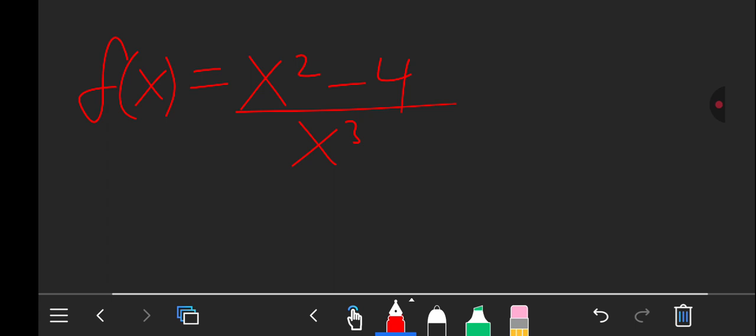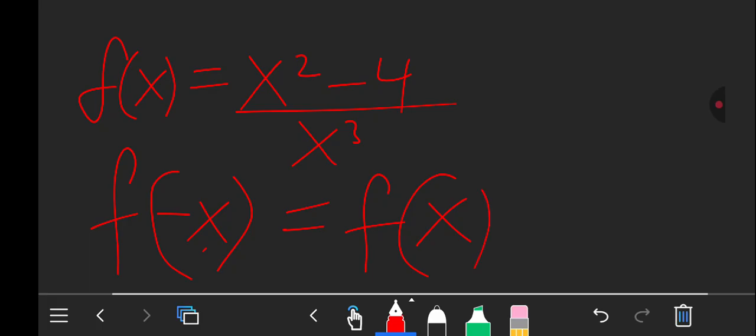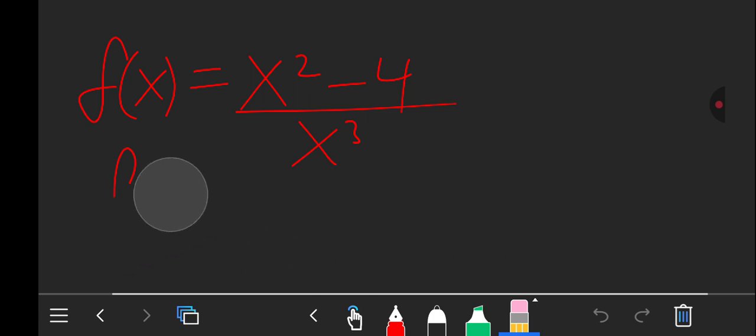Then we are determining if this function is even or odd. Let's start with even. We said for an even function, f of negative x must be equal to f of x for this function to be even. Okay, so let's substitute. This is for the even function.